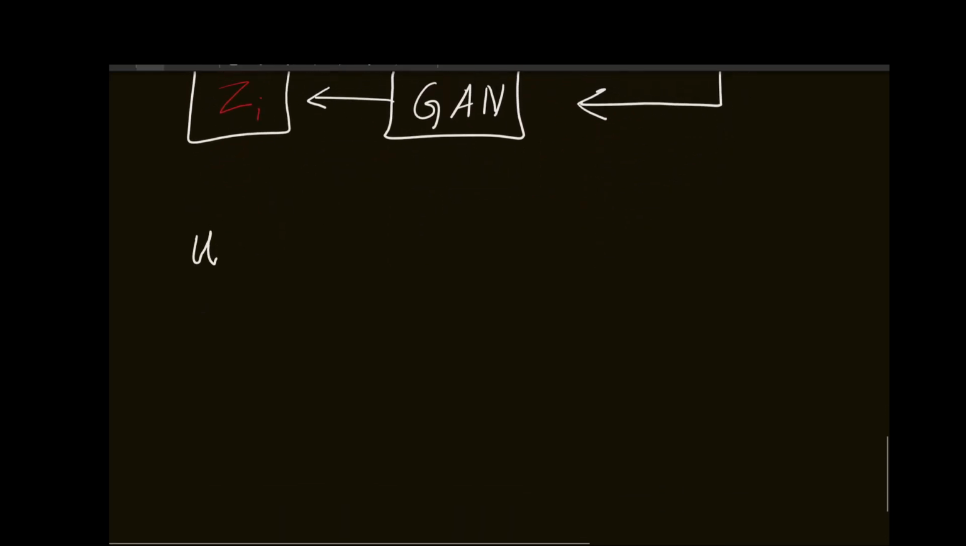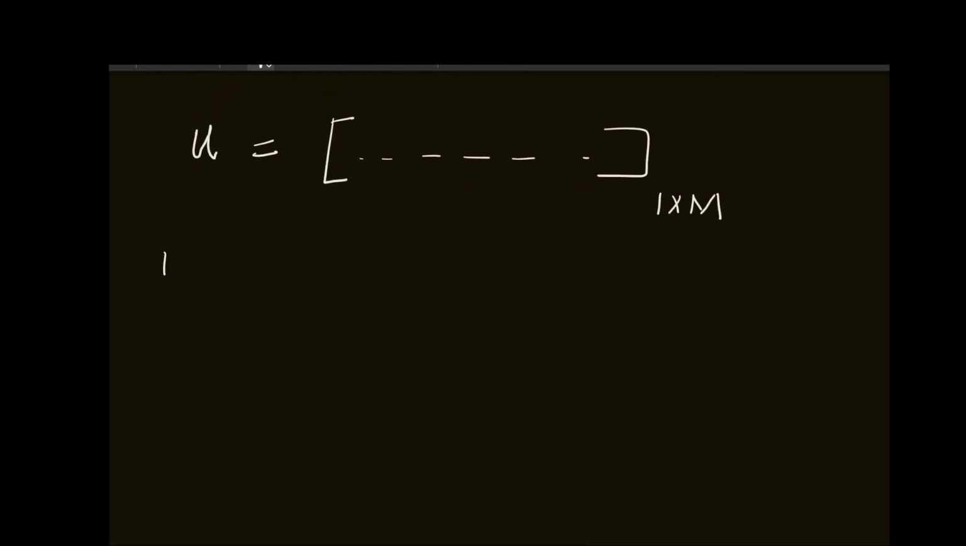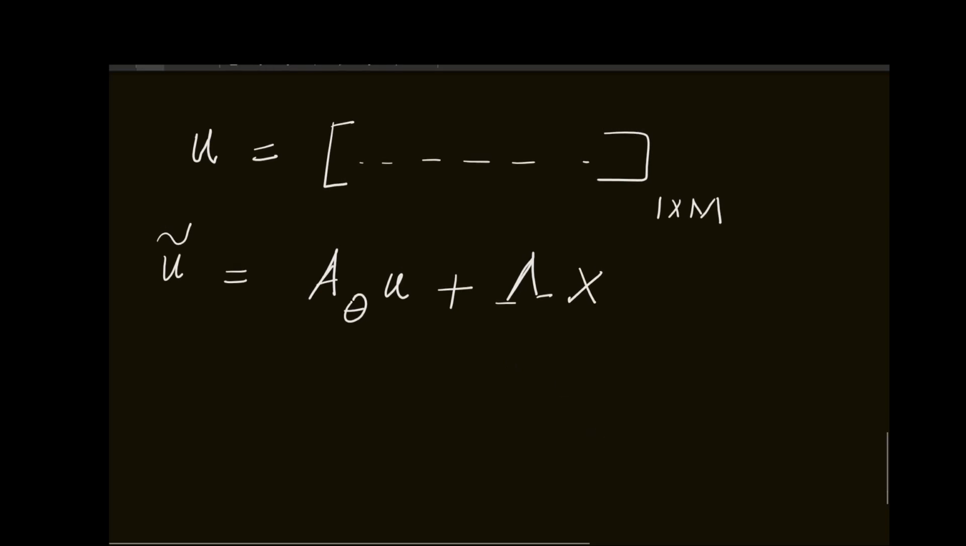The general idea is that if U is a noise vector that's a 1 cross m, then U tilde, after modulation, has a form that looks like this: A sub theta of U plus lambda x sub i.